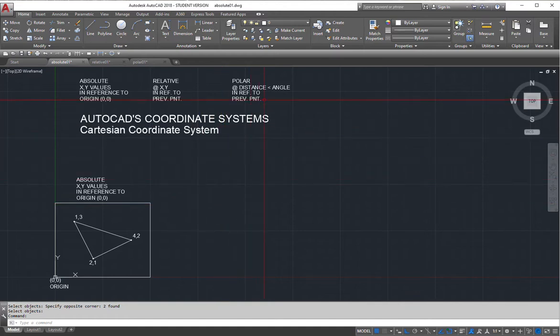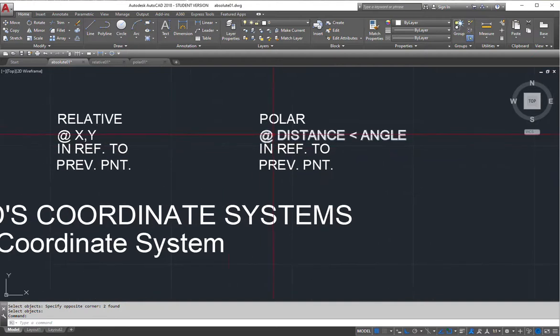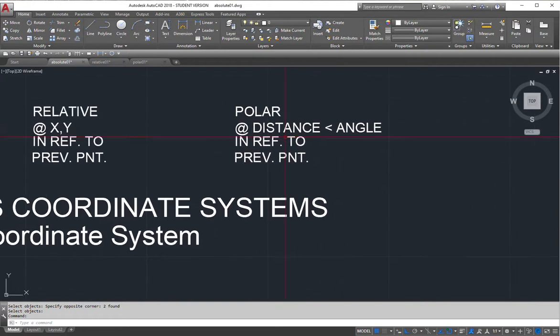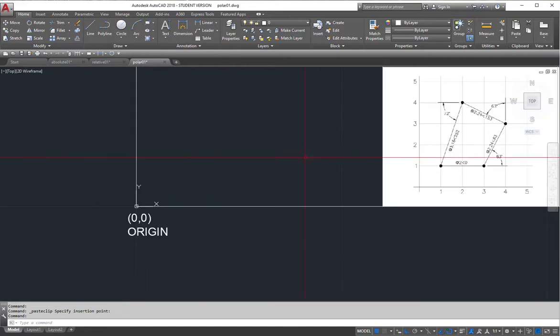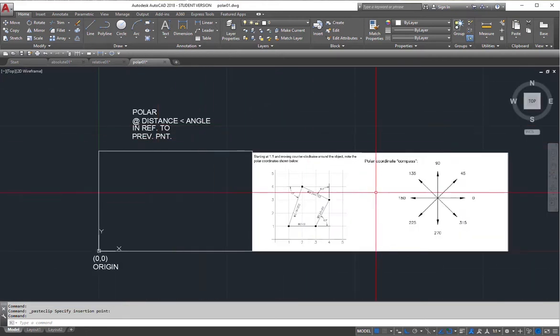So now we're going to go to the polar method. Just like relative, it's going to give us the at symbol, but now we change a little bit. So now we're going to do at distance less than angle, and it's always in reference to the previous point. So we'll go to our samples under polar, at distance less than angle.